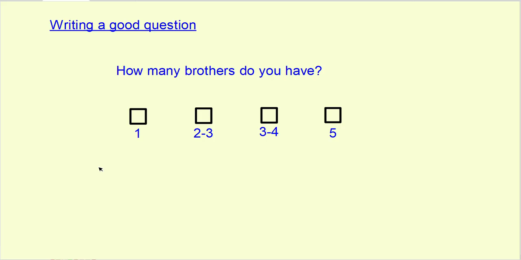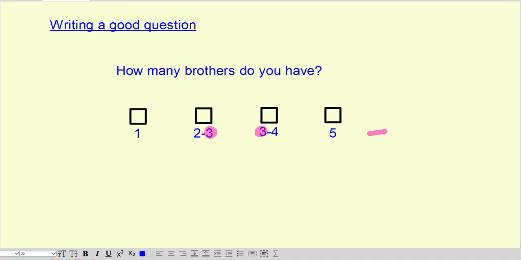Okay, so a question has to have lots of key things. So for example, I'm gonna show you some questions, and we're gonna produce a list of things that good questionnaires have to have. These are examples of bad questions. So how many brothers do you have? And the main issue here is in the response boxes. When you're providing response boxes, we have to make sure that the response boxes are not overlapping and exhaustive. So they have to be non-overlapping and exhaustive.